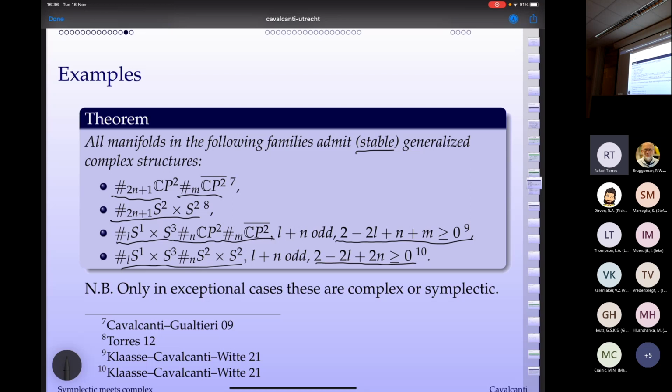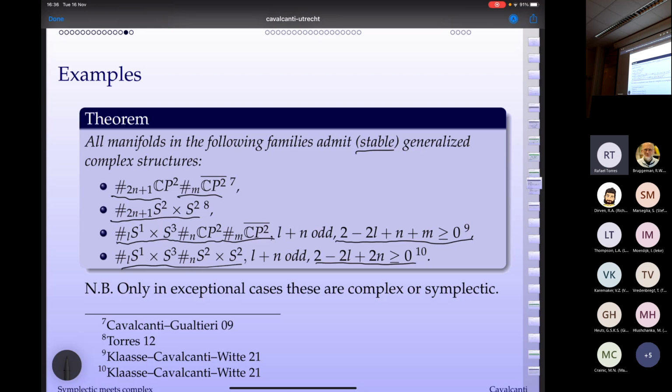And it's also worth mentioning that of all these manifolds we have there, in the top two cases, only when n is equal to 0, and in the bottom cases, you can either have n equal to 0, or n equal to 0 and L equal to 1, or the other way around. These are the only ones that actually admit complex or symplectic structures. So most of the spaces are not complex or symplectic. We know that for sure.